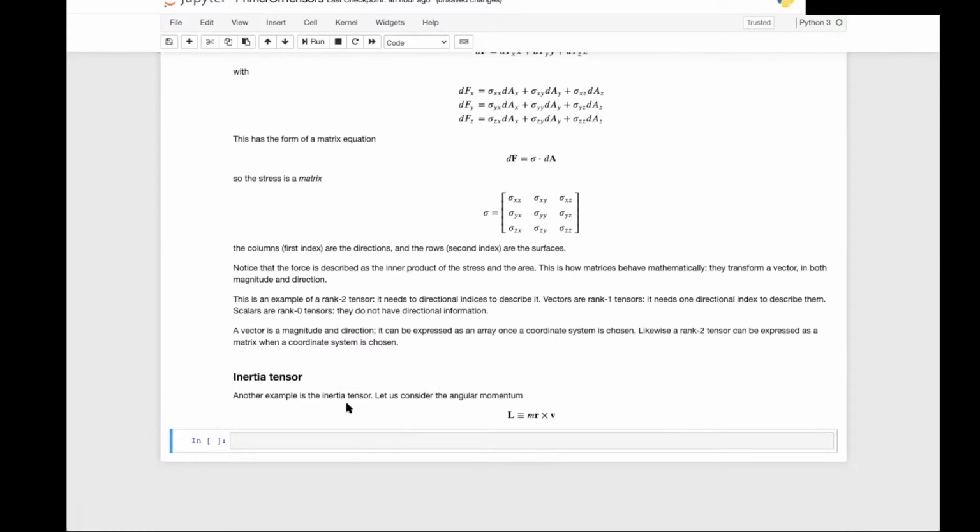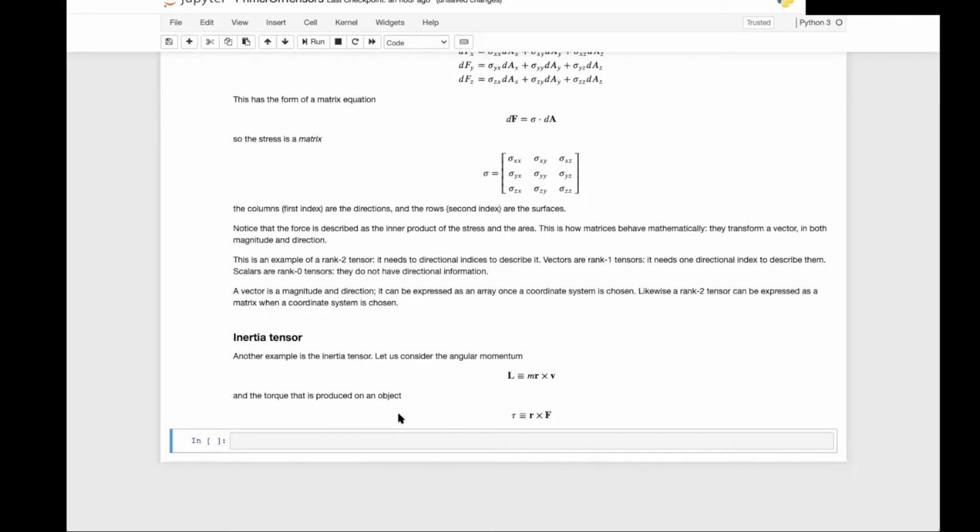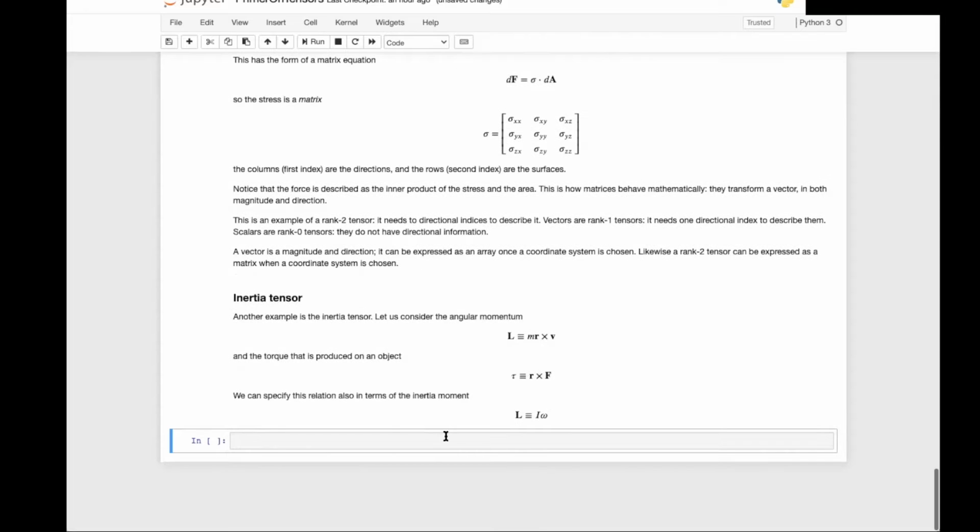Another example of a tensor in physics is the inertia tensor. Let's consider the angular momentum. So the angular momentum is m, the mass, times r, the distance, cross product with the velocity. And the torque that is produced on an object is tau, the cross product between the distance and the force applied. We can also specify this relation in terms of the inertia moment.